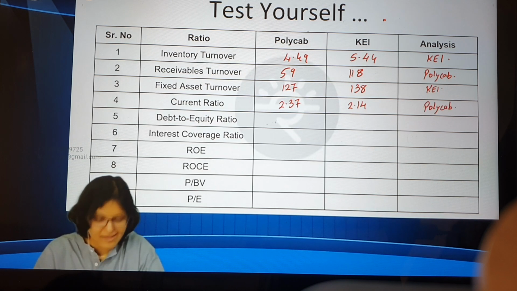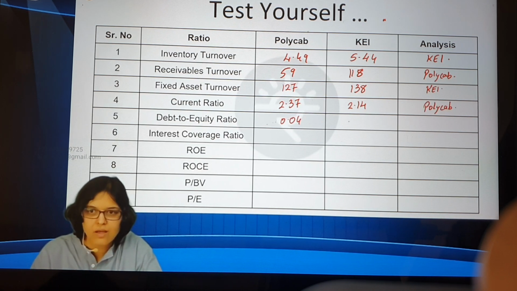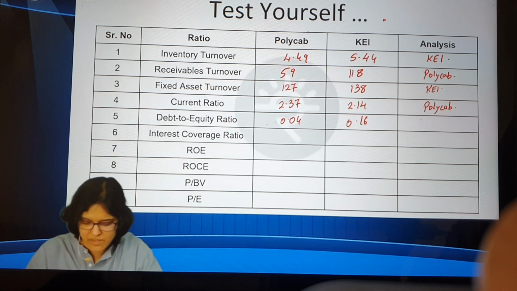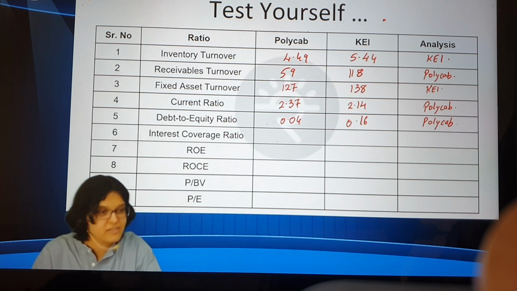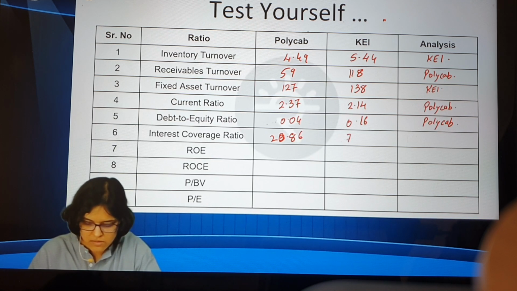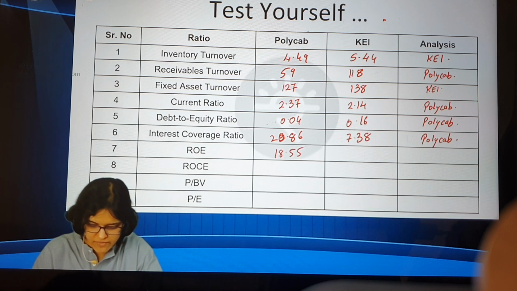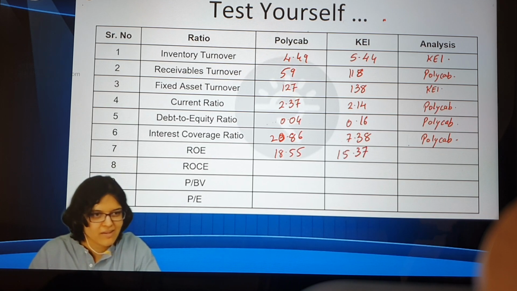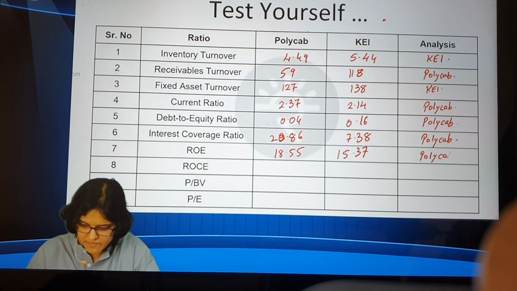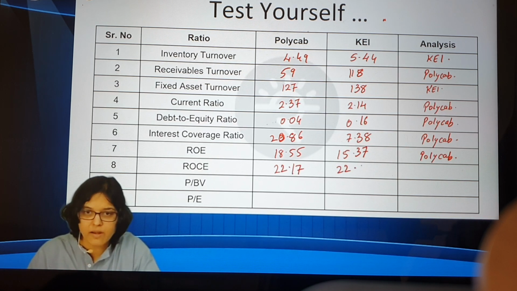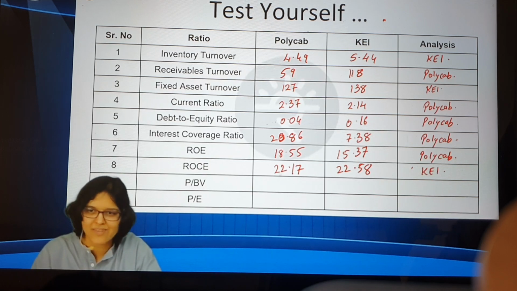Let's take the first one. Debt equity? 0.04. Technically speaking, both are similar because anything below 1 is amazing. But okay, let's take the lower one. Polycab. Interest coverage? 20.86, 7.38. Polycab. Next, 18.55, 15.37. Everyone? Polycab. ROCE? 22.17, 22.58. Almost the same, but let's take the higher one. KEI. Very, very minor difference, but still.